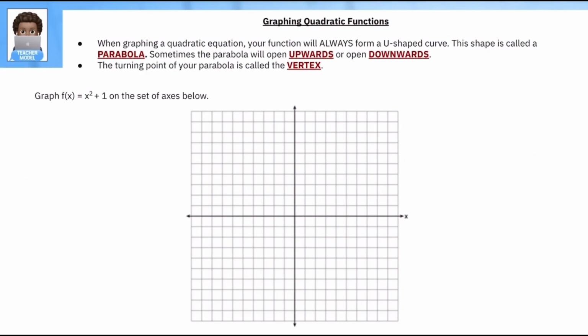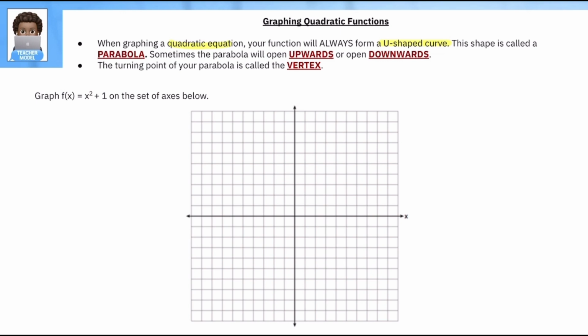So before we jump in, let's talk a little bit about what we're going to see as we're starting to graph. When we graph a quadratic equation, it's going to turn into a U-shaped curve that we call a parabola. And it can either be upwards or downwards. What I mean by shape is you might see something that looks like this or like this. And it will also be symmetrical as a shape.